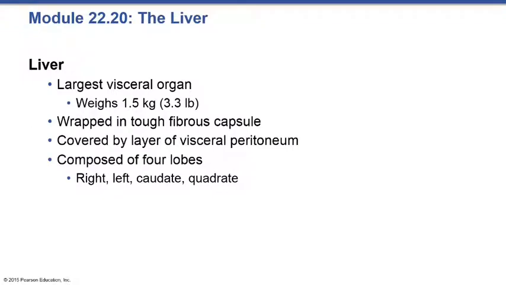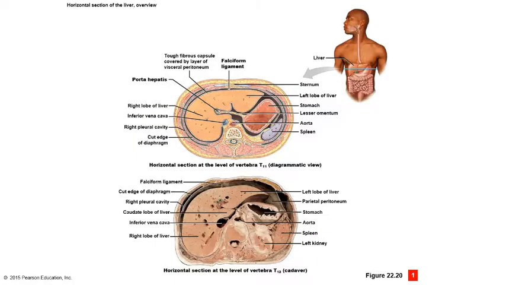The liver, let's go here. This is going to be our biggest stop, and this is your largest abdominal pelvic organ, and it is wrapped by a pretty tough fibrous capsule. It is covered by the peritoneum and has 4 lobes: right, left, caudate, and quadrate. Not difficult. Anatomically, it's going to be located, large organ here.